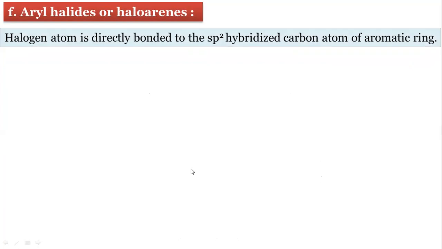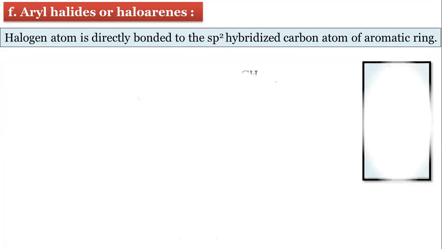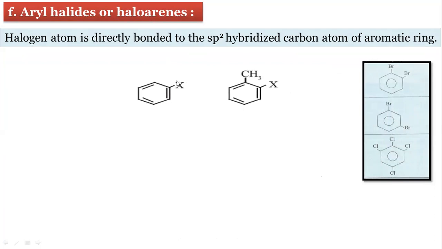The last one remaining is aryl halides, also called haloarenes. Haloarenes, in which the halogen atom is directly bonded to the benzene ring, or the sp2 hybridized carbon atom of the benzene ring. Directly, we can see here, X is directly bonded to the benzene ring. Such compounds are called haloarenes or aryl halides.